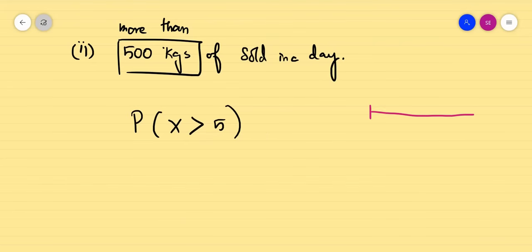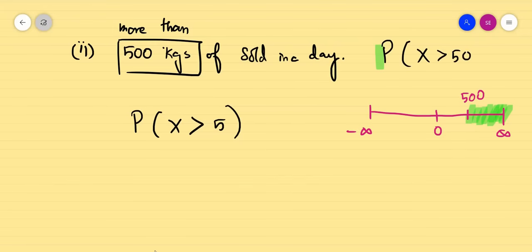Sir, can you say that once more? Yeah, I'll explain. My limit is minus infinity to infinity. So what is the probability that you should sell more than 500 kgs? More than 500 kgs means how much you can sell? It may be 500, 510, 520, 600, 700. It goes up to infinity.